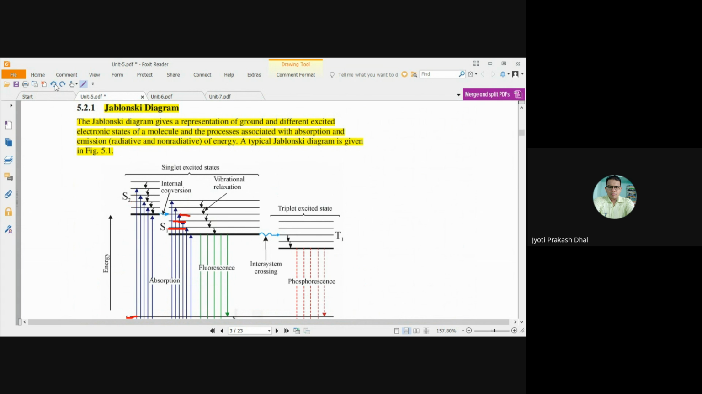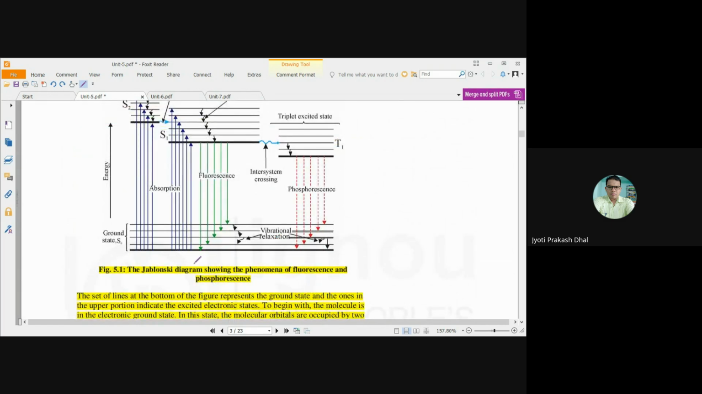So when electromagnetic radiation falls on the molecule, the electrons from the ground electronic state and ground vibrational energy level will excite into the ground vibrational energy level of the first excited electronic state. Similarly, they may excite to the first excited vibrational energy level of the S1 state, or the second excited vibrational energy level of the S1 state, and so on.